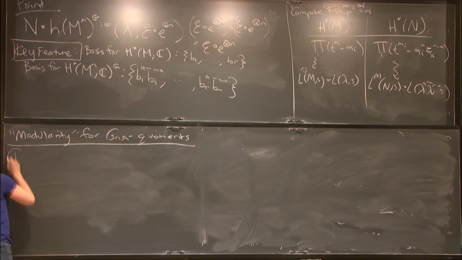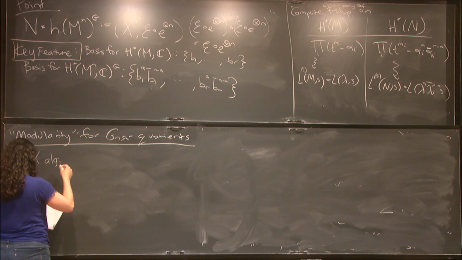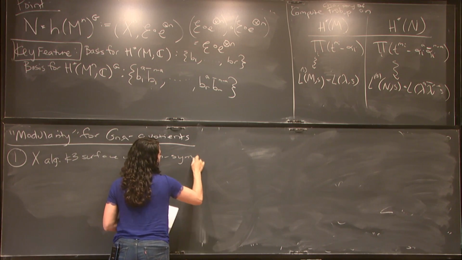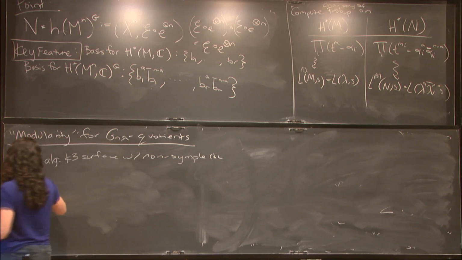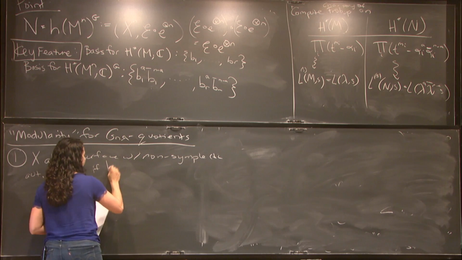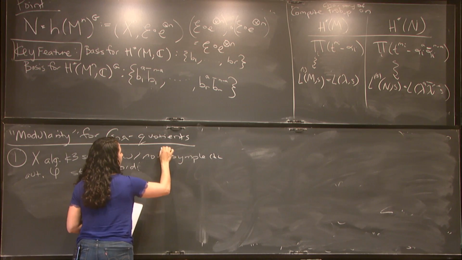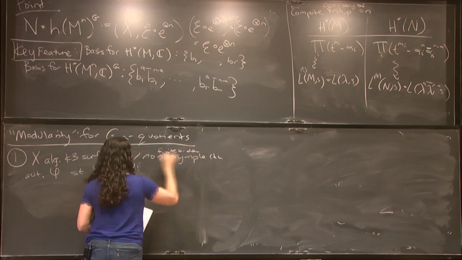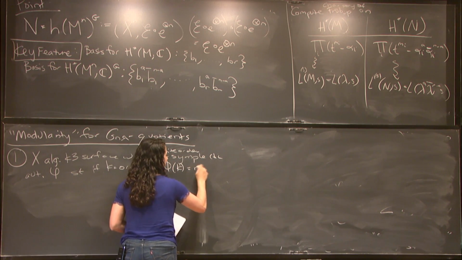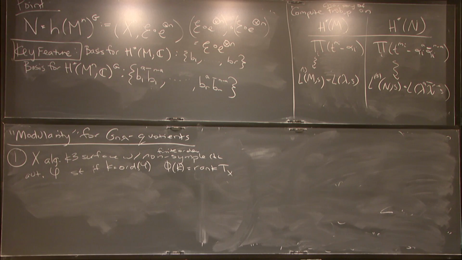Right, so maybe my first example will be, let X be some algebraic K3 surface with a non-symplectic automorphism phi of finite order, such that if K is the order of phi, I want the Euler function of K to be equal to the rank of the transcendental part of X.